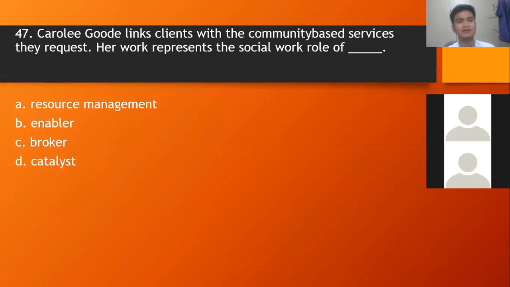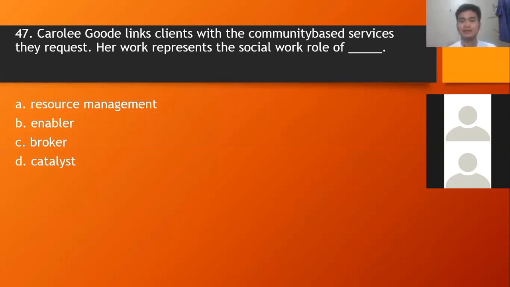Number, sana ba? 47. Carolee Goody links client with community-based services. Services the request. He represents the social work role of, ito, klaro, it's letter C. Broker. No? Nandun yung word na link. Link the client to existing resources.